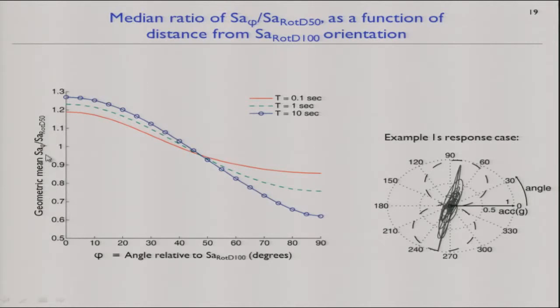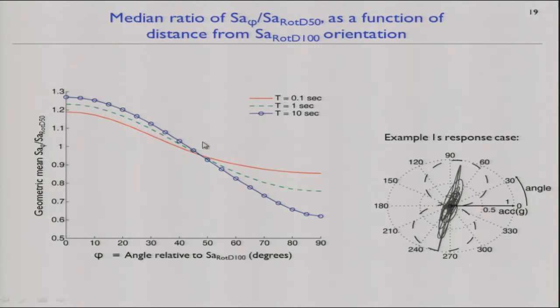The y-axis is the geometric mean value of the spectral acceleration in that specified orientation relative to the ROT D50 amplitude. At about 45 degrees, you're hitting about the ROT D50 value, so these ratios are about equal to 1. On the left side, you're at the ROT D100 orientation, so these values are exactly the ROT D100 to ROT D50 ratios. And on the right side, these are the ROT D0 to ROT D50 ratios. So the idea is that as a function of orientation, you could amplify or de-amplify your response spectrum prediction if you knew where ROT D100 was, and this is shown for 3 different periods.